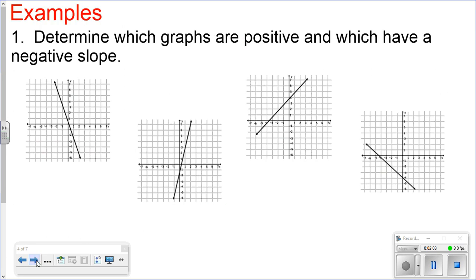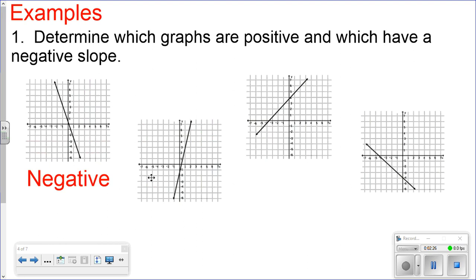Some examples. Determine which graphs are positive and which have negative slope. Looking at this one, we always look at a graph from left to right, the way that we read. We go from left to right. When we look at this graph from left to right, the left is up here and it is going downward. So this is a negative slope.